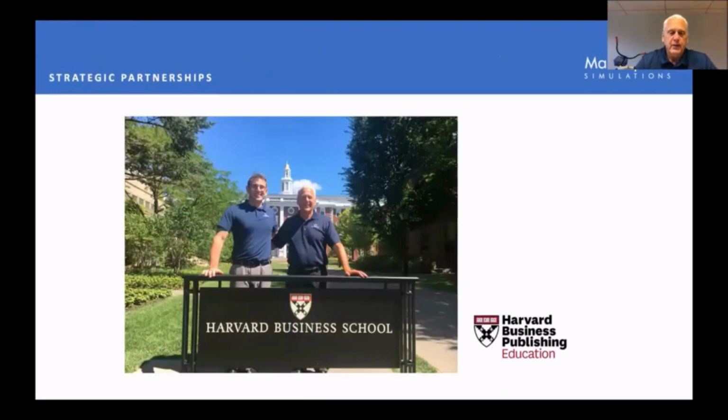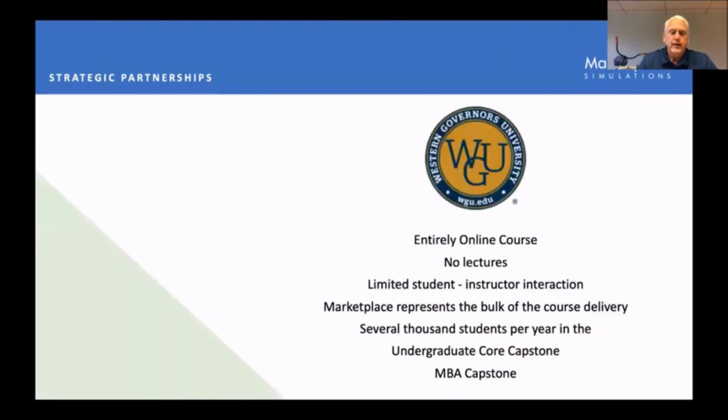We also have a number of strategic partners. They include the Harvard Business Publishing. They have adopted a number of our simulations and offer them through their portal. And that gives you a good indication of the quality of the work that we have put into Marketplace and the recognition that it has by leading institutions.